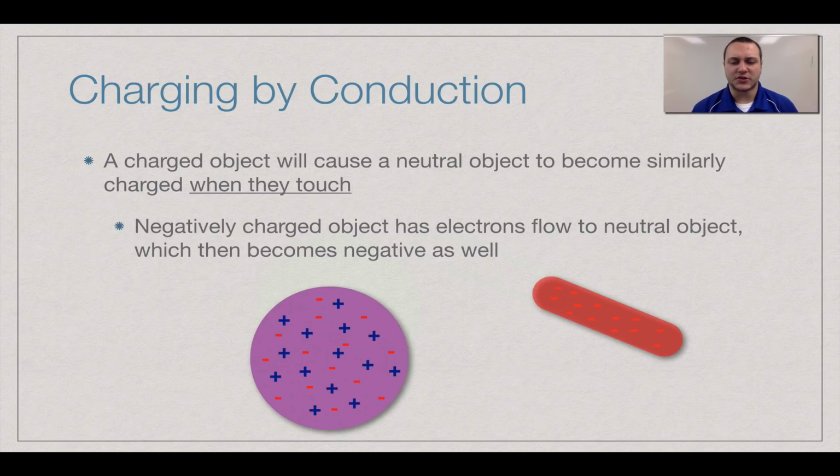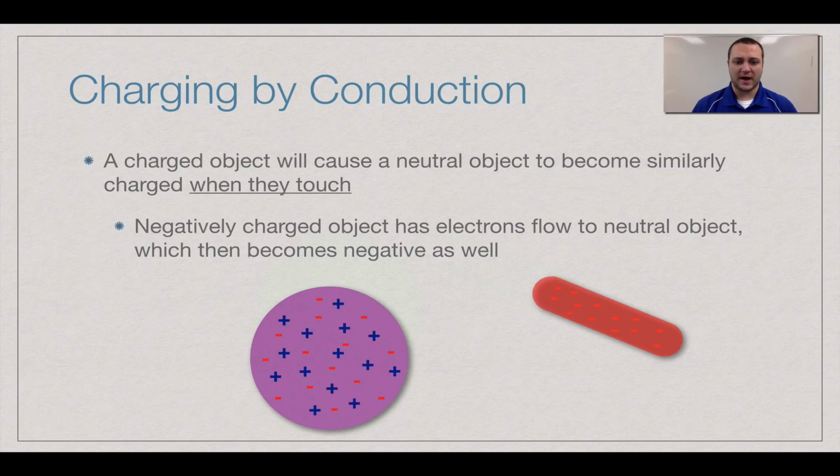Our next type is charging by conduction, so charging by contact. Again, it only counts as conduction when there's contact. Polarization doesn't need contact. Conduction does. Because what's going to happen with conduction is we're going to make contact here, and then we're going to see a flow of electrons as they're in contact.